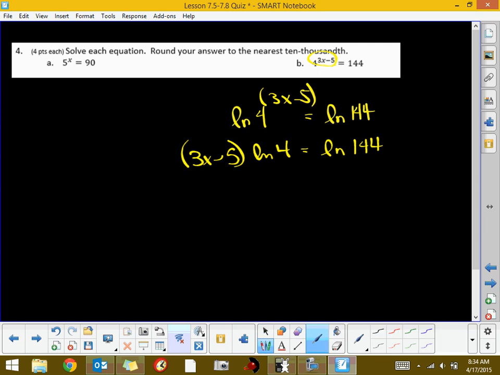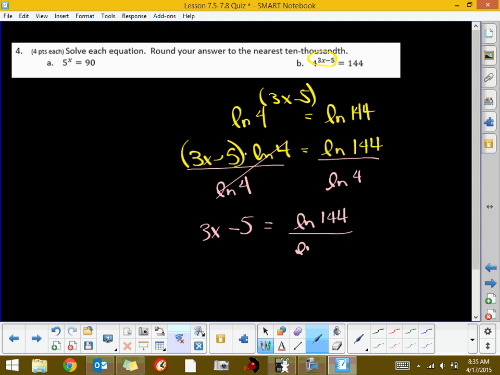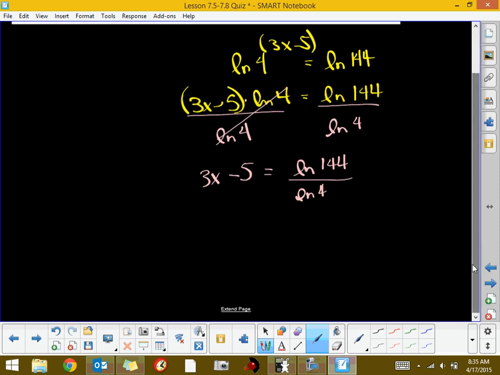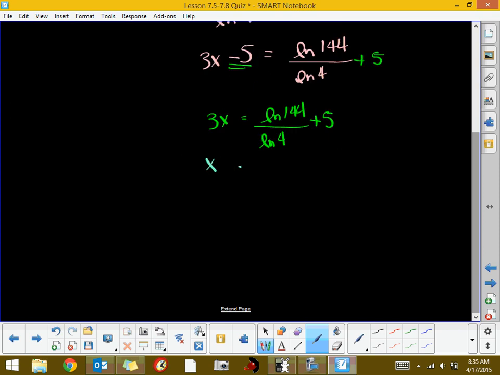I want to undo multiplying by the natural log of 4, so I'm going to divide both sides by the natural log of 4, which means we have 3x minus 5 equals the natural log of 144 divided by the natural log of 4. Now you can go ahead and calculate and get that answer if you want, but I'd like to take care of the rest of this. I have to undo subtracting 5, so I'm going to add a 5 to this answer. So now I'm going to have 3x equals the natural log of 144 divided by the natural log of 4, then I have to add 5. And then finally I have to take this whole answer and divide both sides by 3. So x is going to equal the natural log of 144 divided by the natural log of 4, plus 5, and we want to take this and divide it by 3.